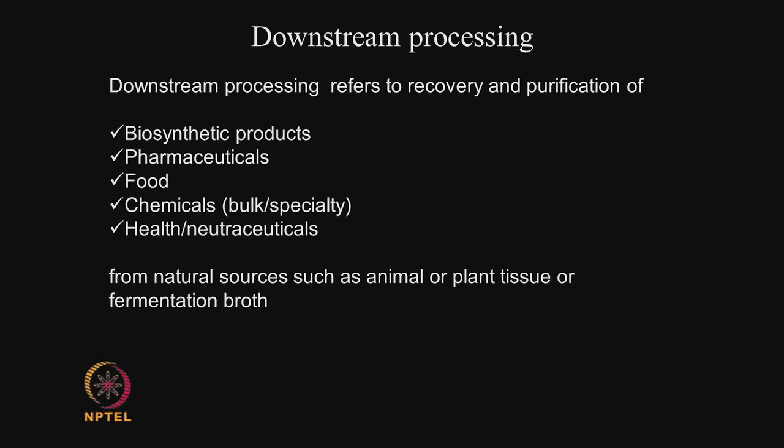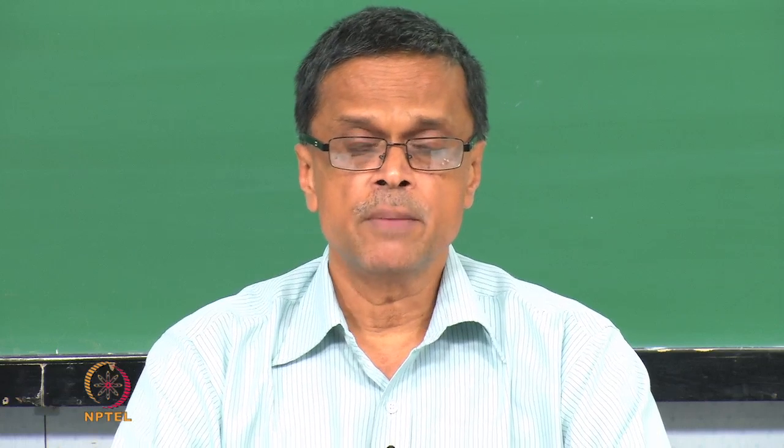So, what does downstream mean? Downstream is a process where we try to recover and purify the products that are coming out. It could be metabolites, enzymes, or a biomolecule that is coming out of a fermenter or a bioreactor. It could be a pharmaceutical product, a food grade chemical, a bulk chemical, a specialty healthcare product or nutraceuticals. A large number of products which are manufactured using a fermentation route or a biotransformation route is what is meant by downstream. The product could be manufactured from natural sources, or from a plant, animal, bacteria, fungi and so on, actually from the fermentation broth.